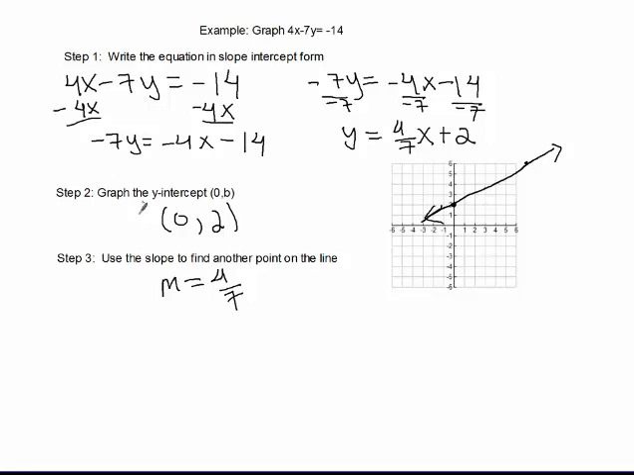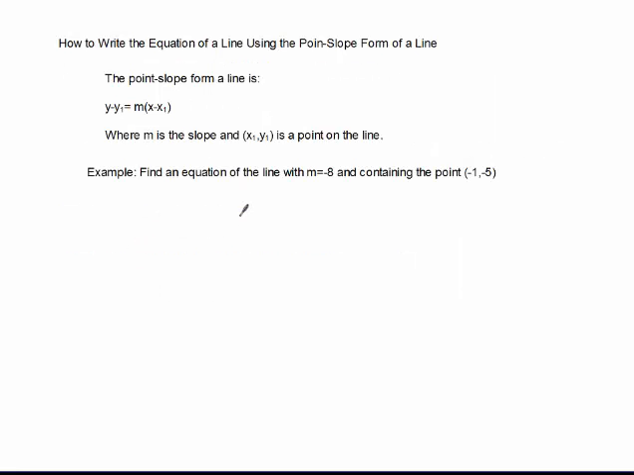The next thing we're going to look at is how to find, or write, the equation of a line given a couple of conditions. In the first scenario, we're going to be given the slope and a point that's contained by that line.